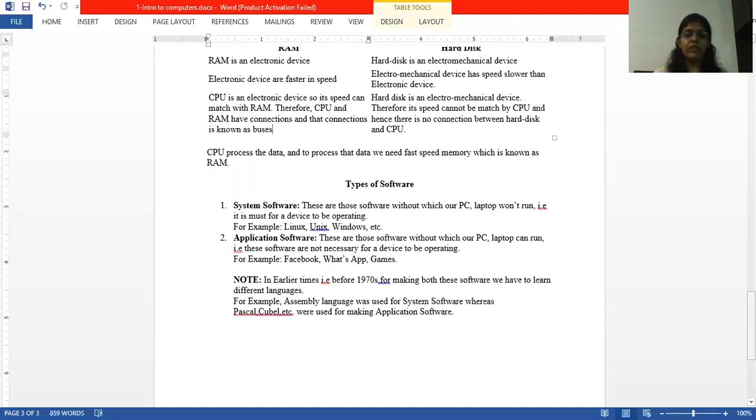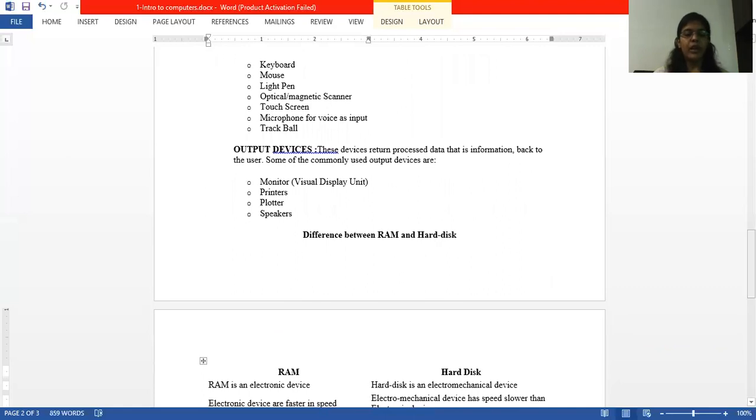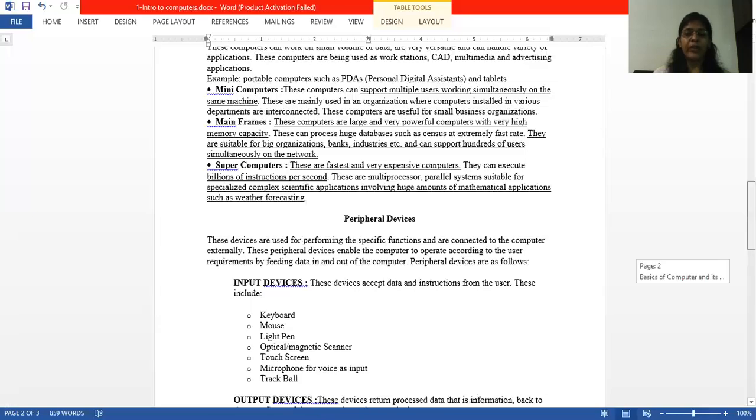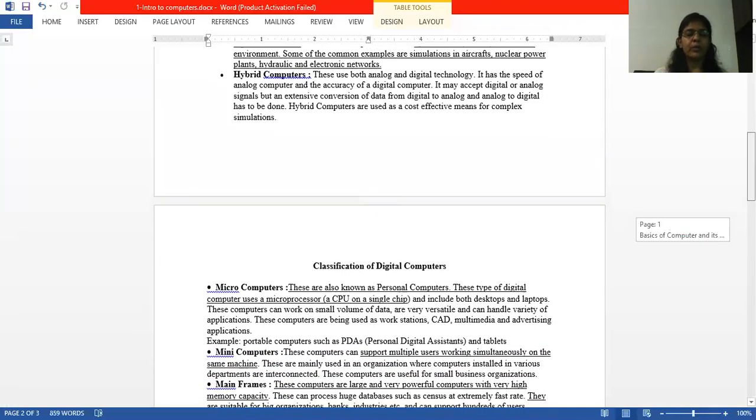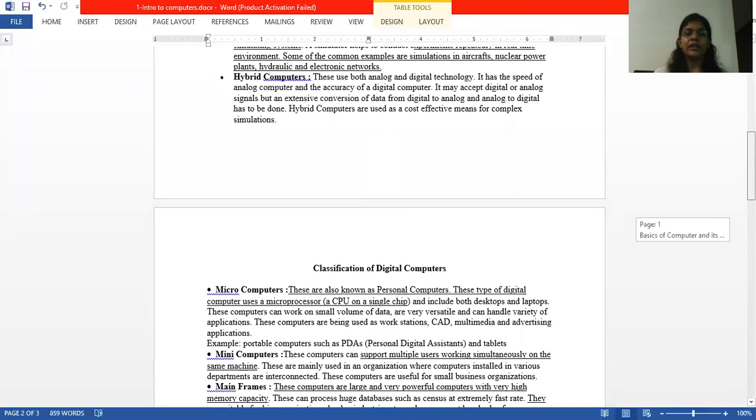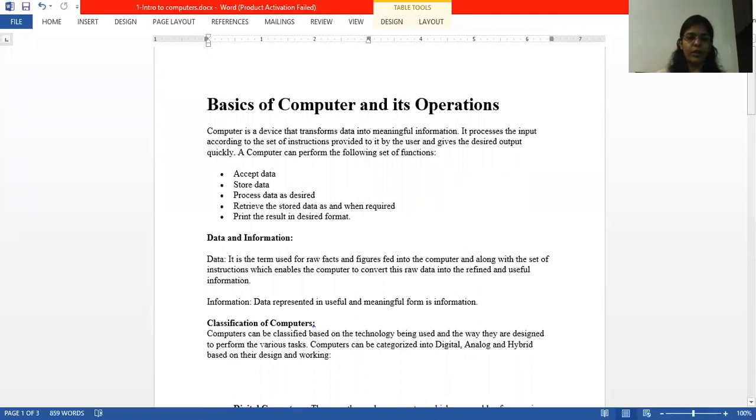In this session, we read about the types of software, the difference between RAM and hard disk, input and output devices, types of computers, and the further classification of digital computers. These are the basics of the computer and its operation.